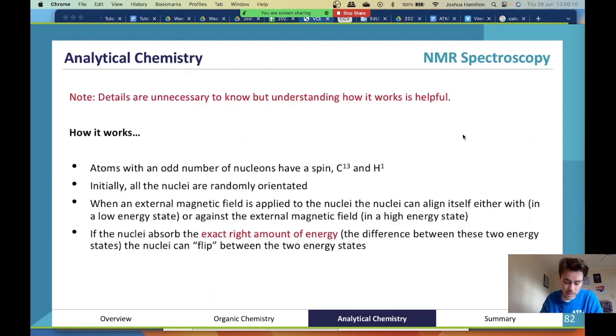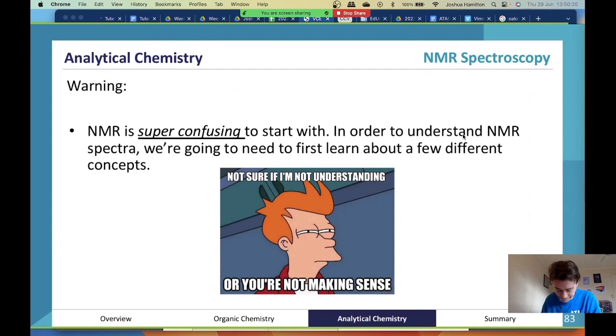Now, this is a slide on how it works. I'm not too worried about you understanding this. Feel free to read through it if you'd like. I'm just going to skip over it. NMR is super confusing to start with. In order to understand it, we need to first learn about a few different concepts. So please do not worry if today you don't understand NMR. It's just trying to give a brief overview.